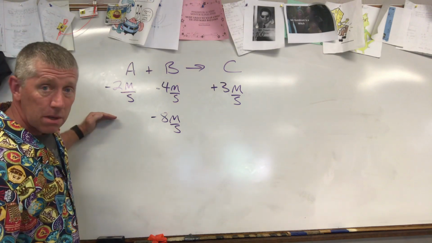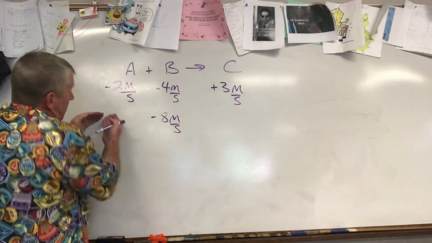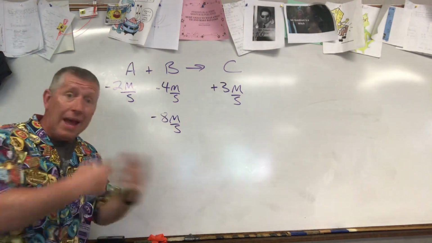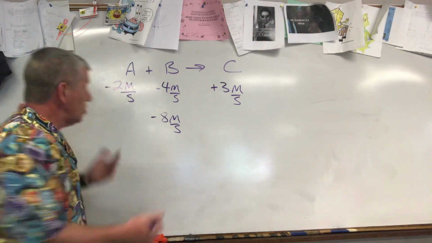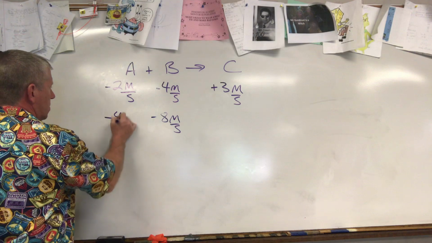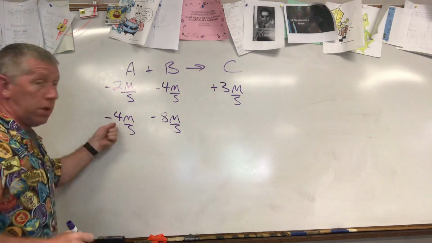It has to double. If this one's going to double, this one must be doubling in its rate that it's reacting. Oh, this one couldn't double. So this one must go to a 4.